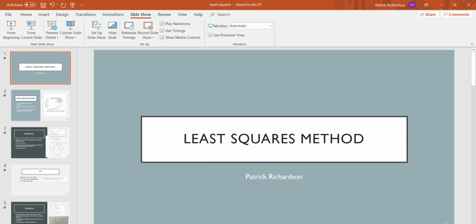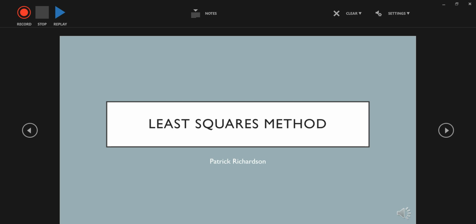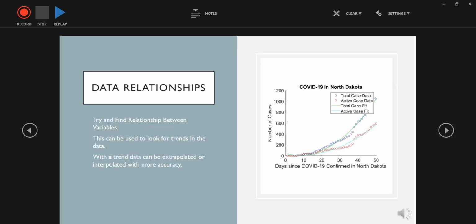Hi guys, we're going to be going over the least squares method today. Alright, so the least squares method. The first thing is we're going to be going over why the least squares method is important.